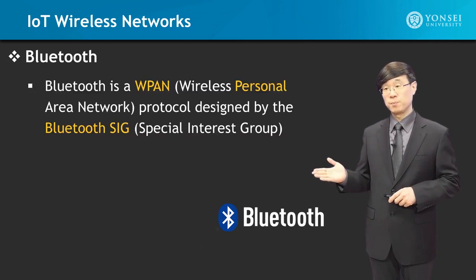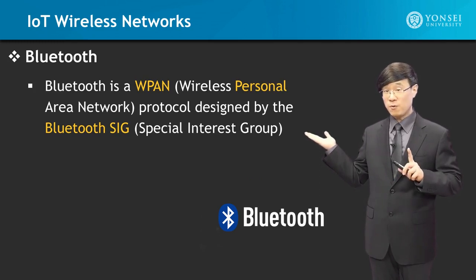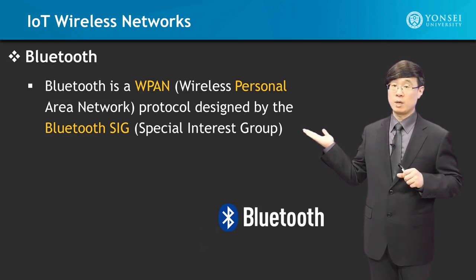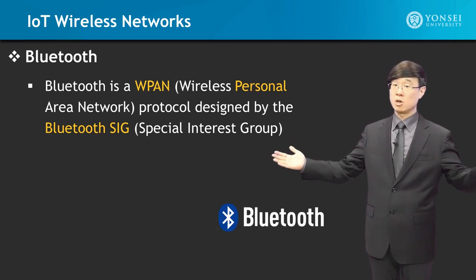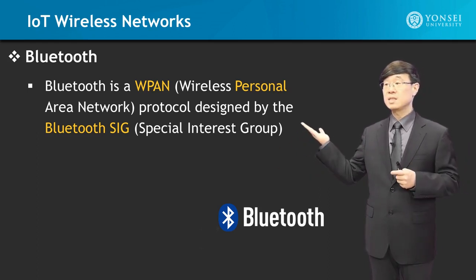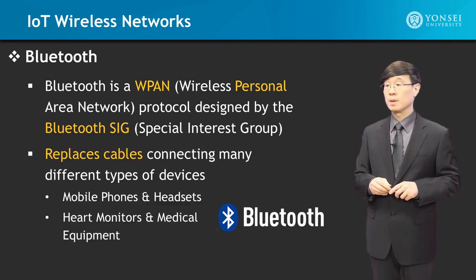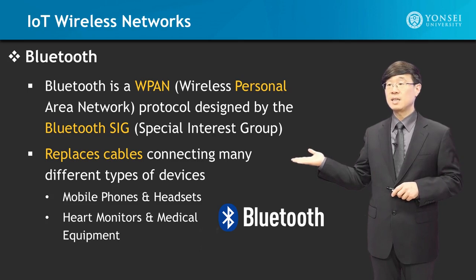Bluetooth technology. Bluetooth is a wireless PAN, personal area network technology. This is different from Wi-Fi, which is a wireless local area network technology. A wireless local area network is larger, and a personal area network is shorter and smaller. Bluetooth replaces cables for connecting many different types of devices.